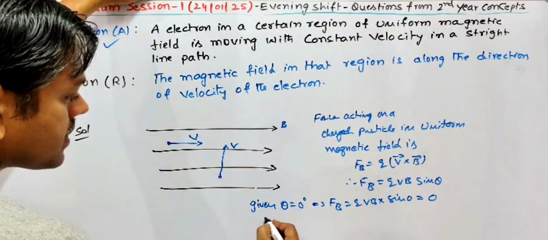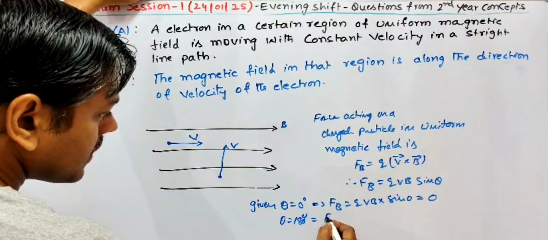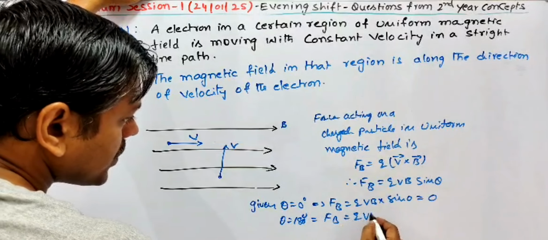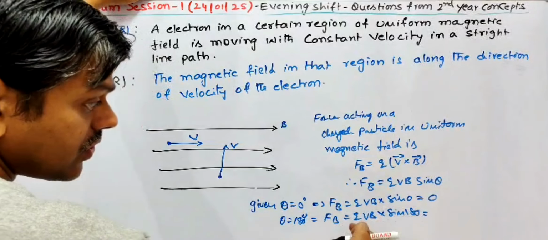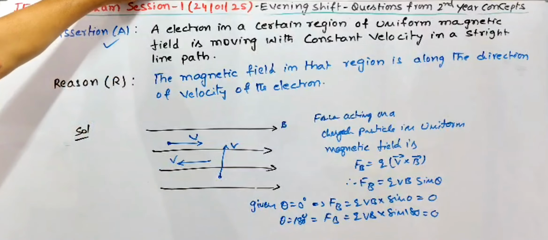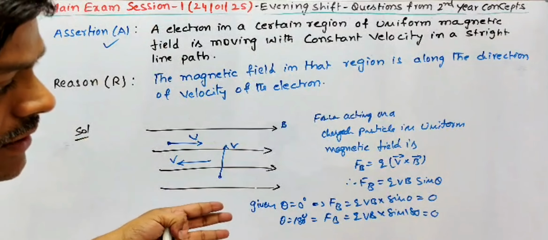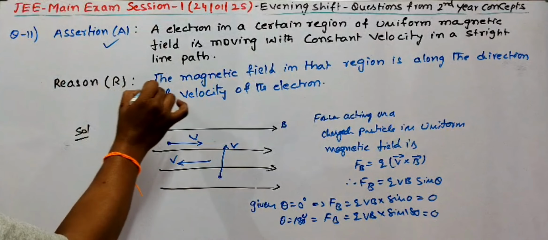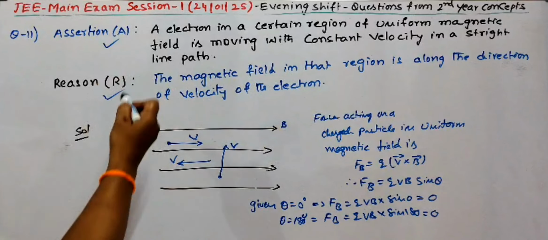Okay, right. If theta is equal to 180 degree, F_B is equal to what? qvB into sine 180. Sine 180 is also equal to 0. 0 into something equal to 0. So the electron may be moving in the direction or opposite direction, whatever it may be, it doesn't experience any force. So what happened? Reason: the magnetic field in that region is along the direction of velocity of the electron. Yes, it is also correct.